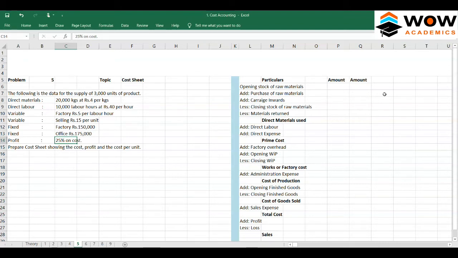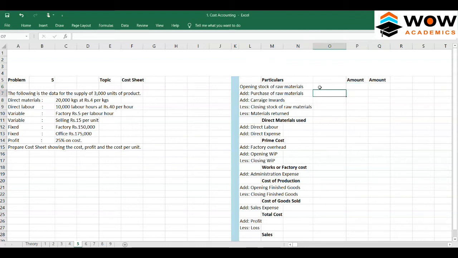So we'll start. See, the only difference between this sum and the last sum is they have given a breakup for all the numbers. So we would be required to do the workings also. So that's the only extra element here. So direct materials is 20,000 kgs we have purchased, and the price of it is 4. The next one is direct labor. So direct labor is 10,000 into 40.